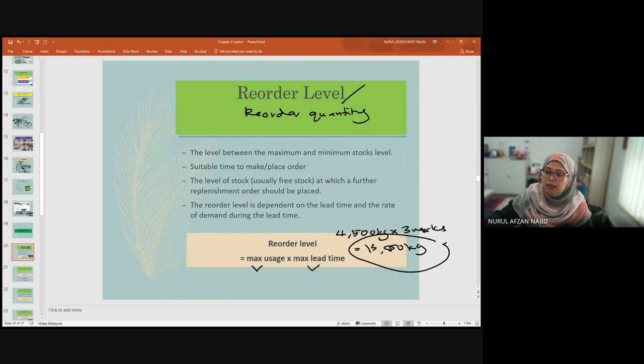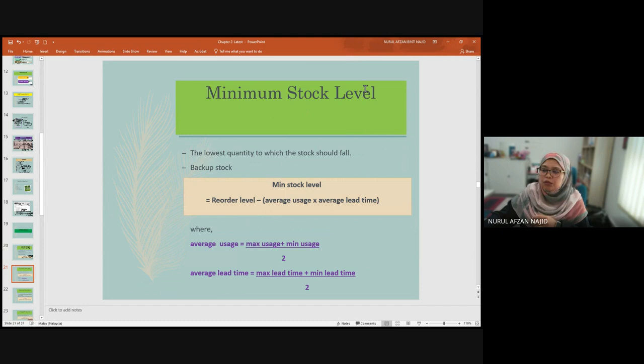Okay, next we have minimum stock level. Minimum stock level is the lowest quantity which the stock should be for. Yang paling minimum perlu ada sebanyak ni je. Dia tak boleh kurang daripada level yang ni. Kalau kurang bermaksud akan ada efek kepada production. So dia tak akan boleh ready for production. It's called as backup stock. If anything happen, kita ada lagi backup sebanyak 100 kg for example. So that is called as minimum stock level.